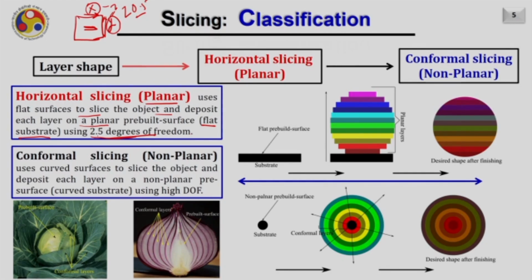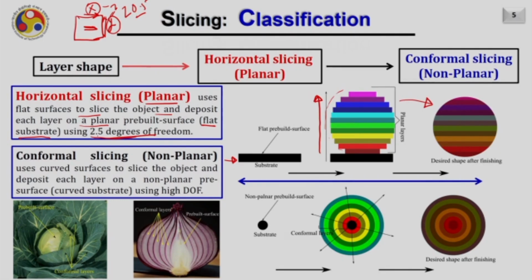Now, let us consider an example of realizing the spherical object by horizontal slicing. Here you can see that there is a substrate, and on this substrate the flat layers are deposited like this. As a result, you will have some staircase effect obviously, and if required later on one can finish it to get the final desired object. This is an example of conventional horizontal slicing or planar slicing.